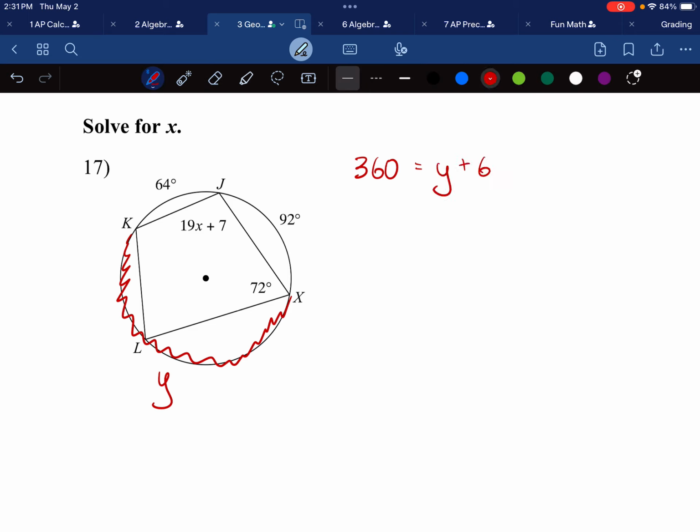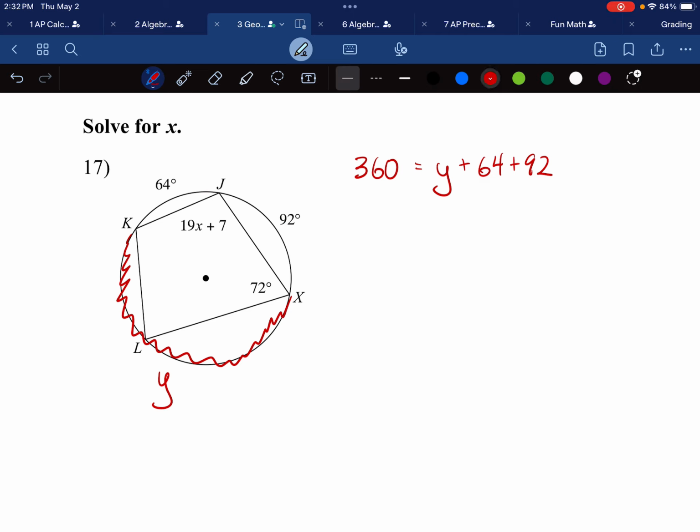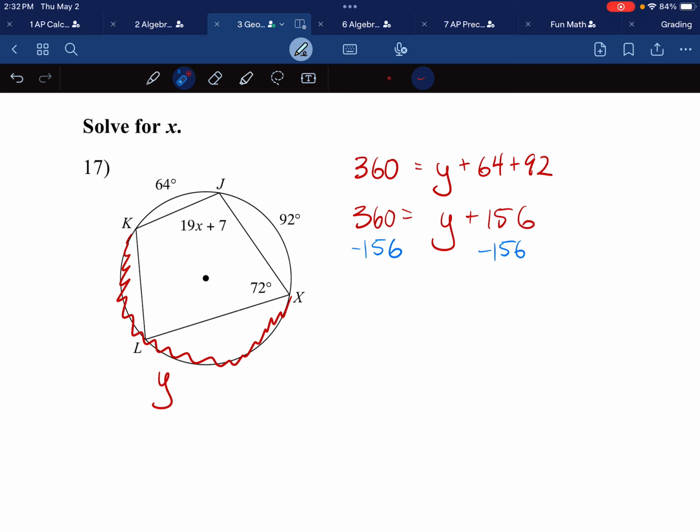So if I do y plus 64 plus 92, all of those three pieces should add up to 360. Let's simplify 64 and 92. So that's going to be a 6 there, 6 and 9 makes a 15. So 15 with a 6 is 156. And we're going to subtract 156 from both sides. That's really close to subtracting 150, but it's a little bit more than that, so it's going to be 204. I'm thinking 204 here is equal to y.